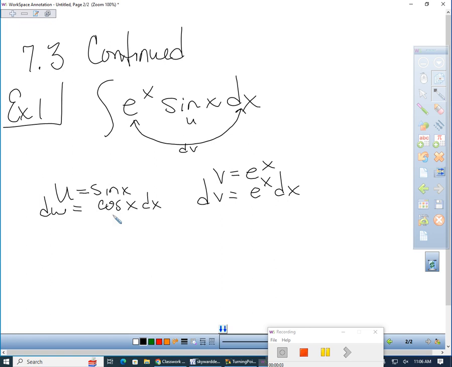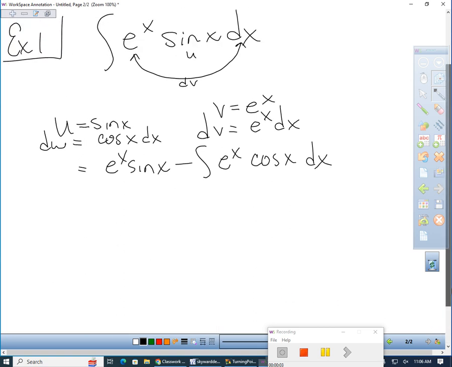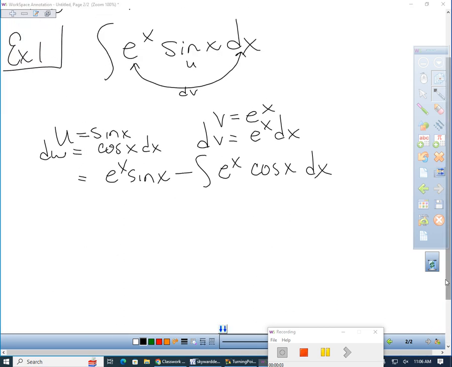So we do it by parts to begin with. We have u times v, or e to the x sine x, minus the integral of v du, e to the x cosine x dx. Move this up a little bit, not quite that far. There we go. All right, so everybody's clear there, right?